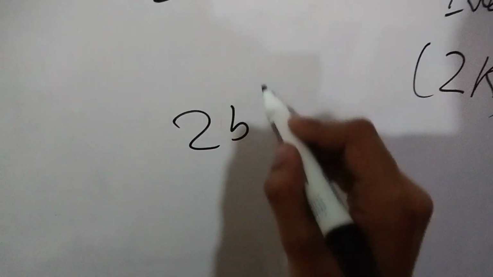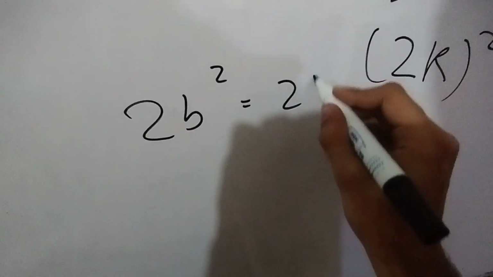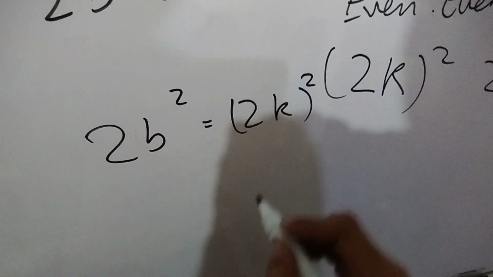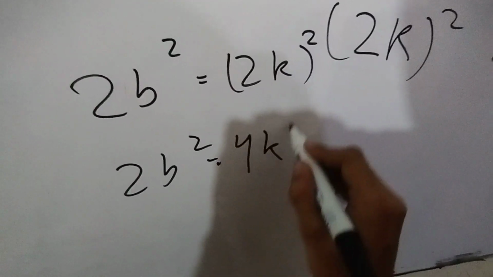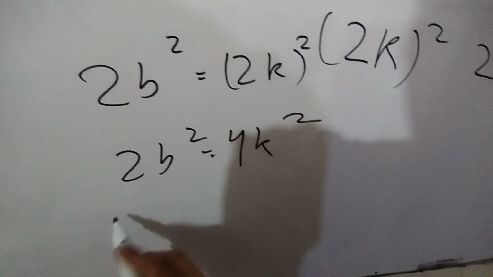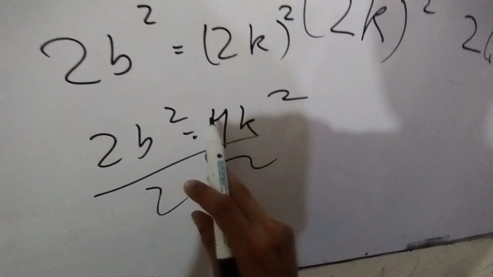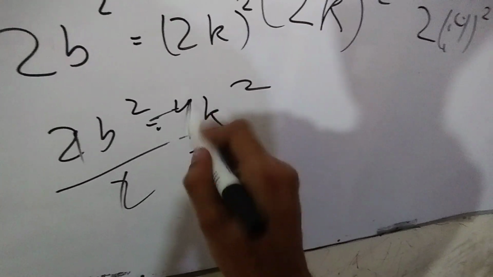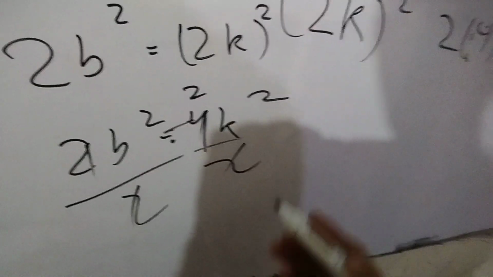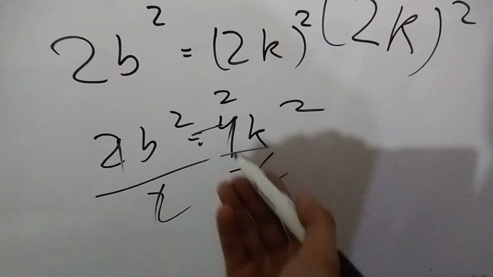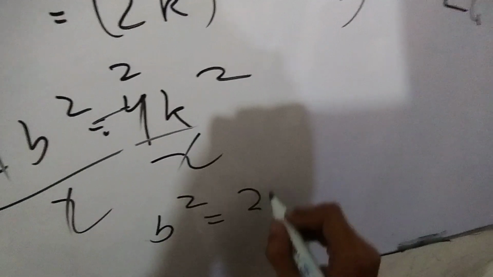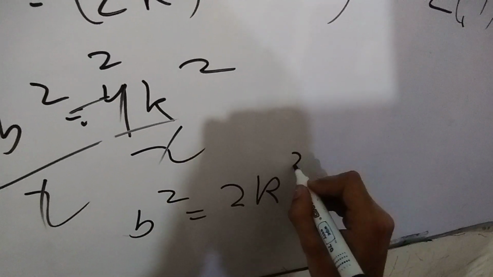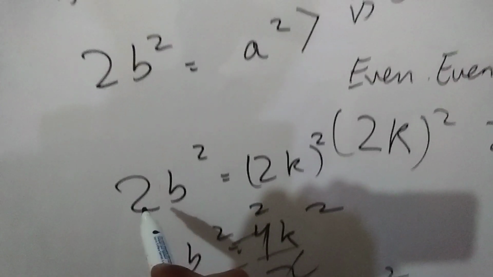So 2b squared equals 2k squared. Now we're just going to distribute it, 4k squared. Now we are going to divide both sides by 2. 2 cancels, and this would be 4 divided by 2, so this would be b squared equals 2k squared. And now we are back to point 0.